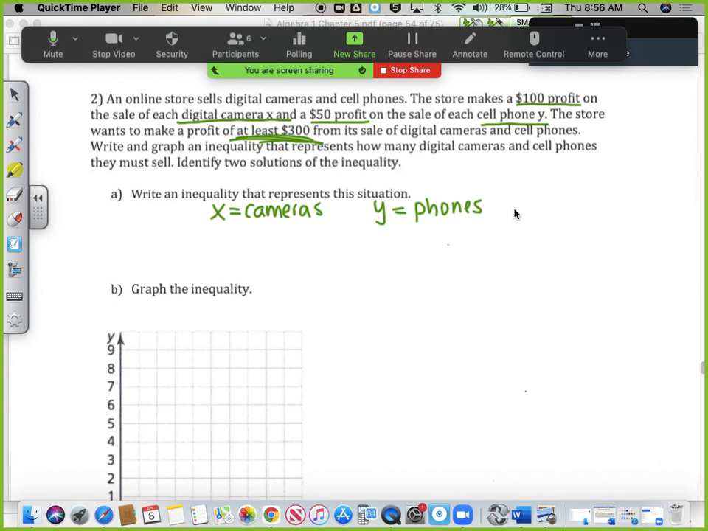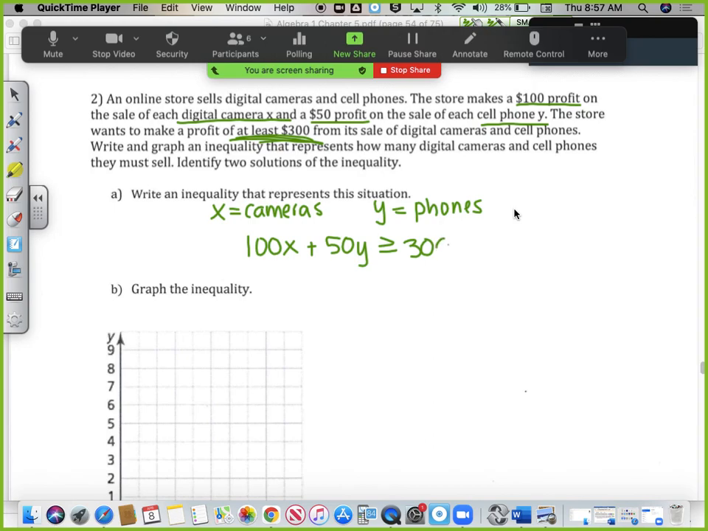And then they tell us how much profit you make for a camera, how much profit you make for a phone, and how much money they want to make at least. So then we would create the inequality from this. Who can tell me the whole thing? Anyone? Eli? 100x plus 50y is greater than or equal to.